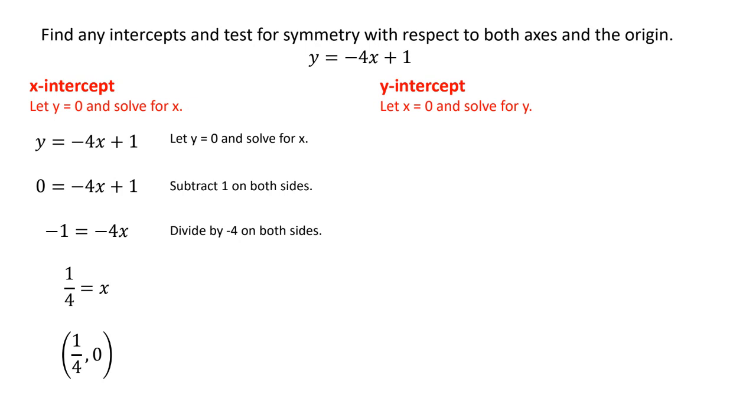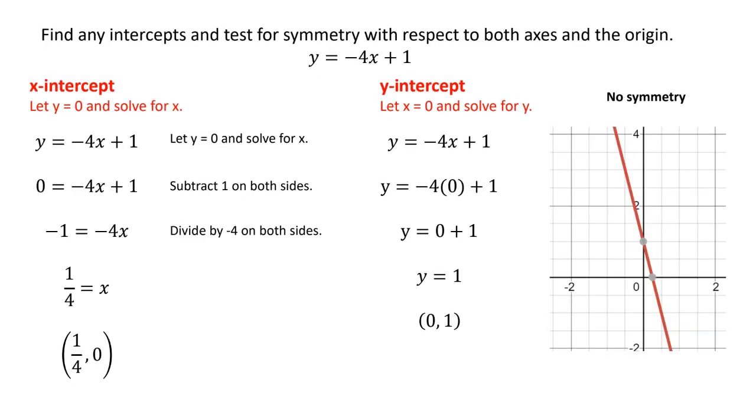To find the y-intercept, we set x equal to 0 and then solve for y. So let's go ahead and do that. Let's replace x with 0. It's going to give us y is equal to -4 times 0 plus 1. So -4 times 0, that's 0, plus 1, that's 1. So y is equal to 1. So the equation of the y-intercept is y equals 1, and the point of the y-intercept is (0, 1).